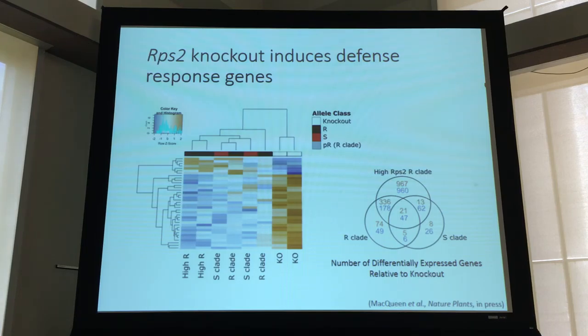These genes are enriched for gene ontologies of the stress response, induced response, defense response, and biotic stress. And those types of genes are upregulated in the knockout relative to lines with a copy of RPS2. So we think that what RPS2 is doing in the absence of pathogen is actually negatively regulating these components of the induced response to stress.